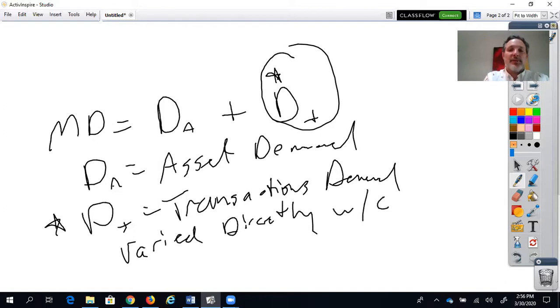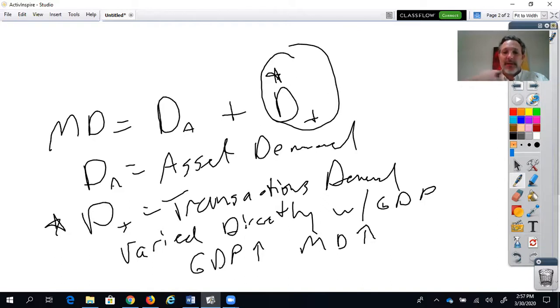with GDP. Which is to say, as GDP increases, and I'll put it down here, as GDP increases, money demand increases. Why does money demand increase? Because transactions demand for money increases. And that's part of the money demand formula. So therefore, money demand on aggregate will increase.